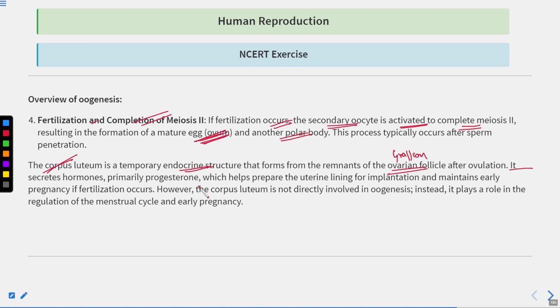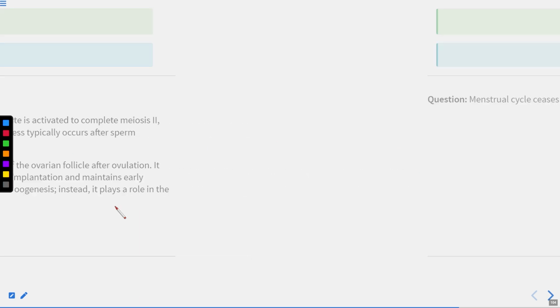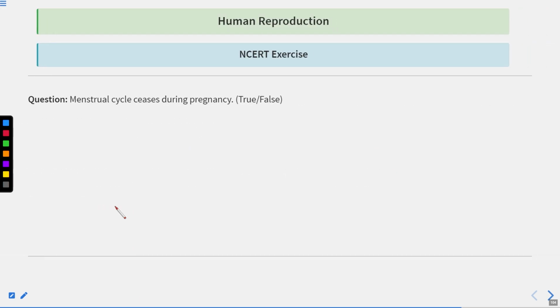Now it secretes the hormone, primarily progesterone, which helps to prepare the uterine lining for the possible implantation, and it maintains the early pregnancy also. Clear? But the corpus luteum is not directly involved in oogenesis. Instead, it plays a role in the regulation of the menstrual cycle and early pregnancy. Clear?